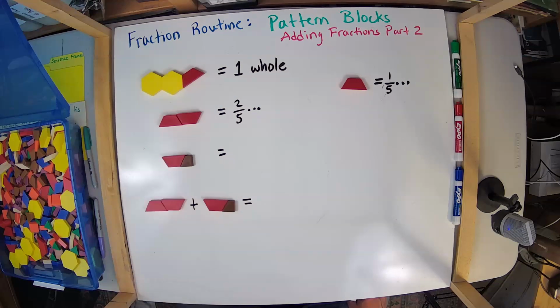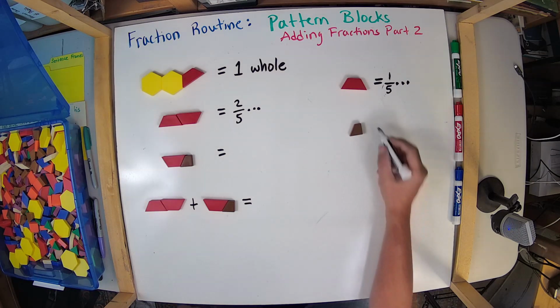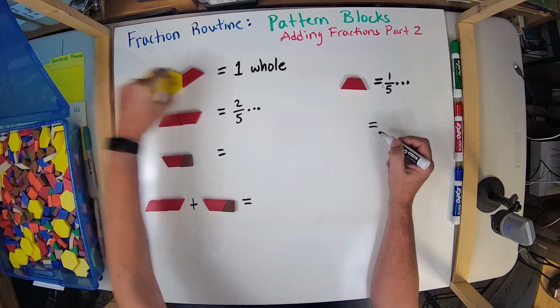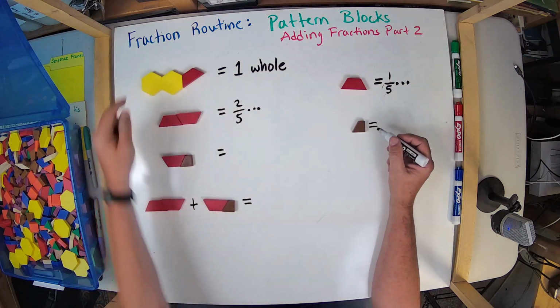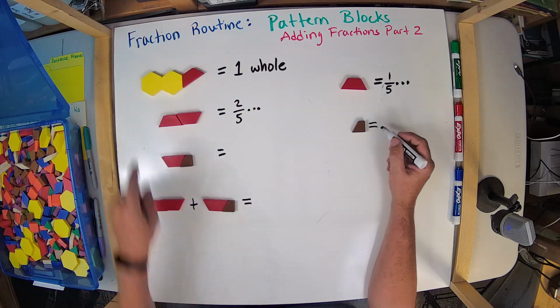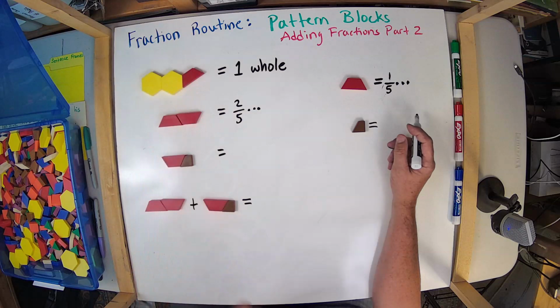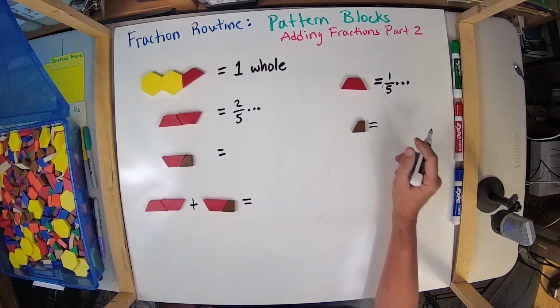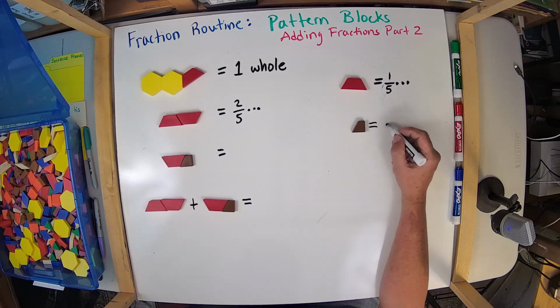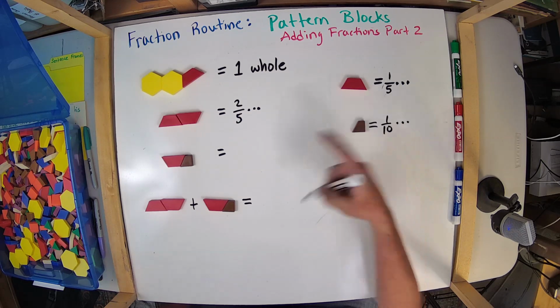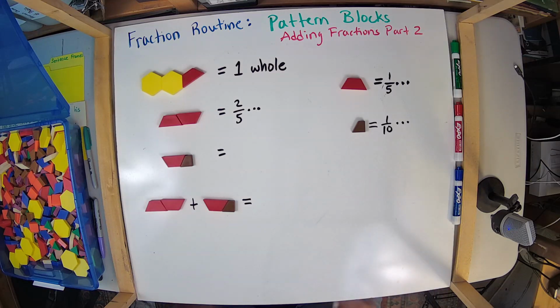So this one might be a little more of a challenge. So I'd start with this one and say, recognize that there's 4 brown trapezoids in each of the yellow hexagons. So that's 4, 8, and then there's 2 brown blocks in the red trapezoid. So that's 1/10. And my reasoning is because there's 10 equal size blocks that make up the whole.